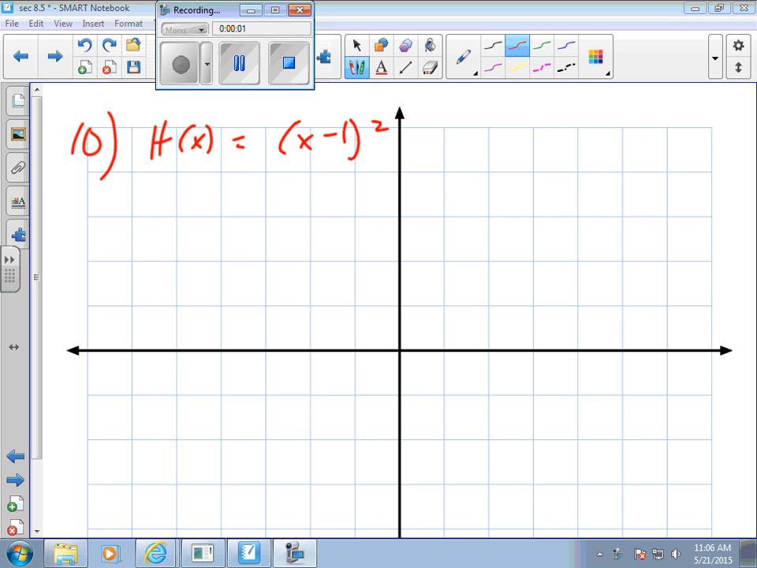Here we are, we're doing some graphing from section 8.5. Let's start with question number 10.